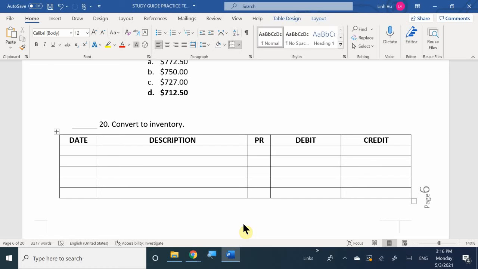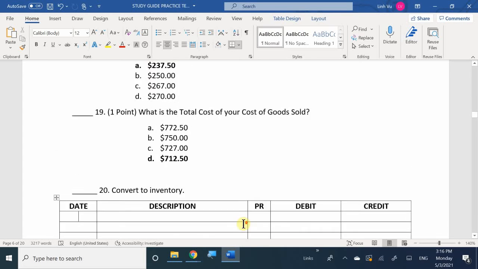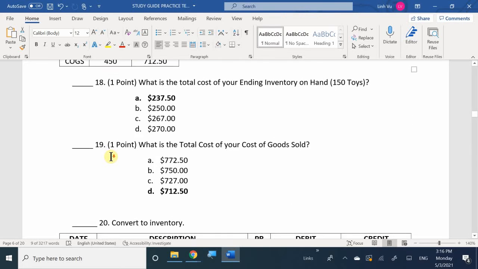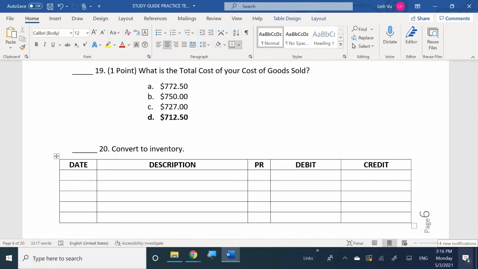So are we doing the end of month? Yes. Okay, because in this case it's June 30th, right? I told you one specific piece of information. I had a total of 150 items. So in this case, it is June 30th. Okay, what are we going to journalize? Inventory, and in this case, it's toys, and we're going to also recognize cost of goods sold.